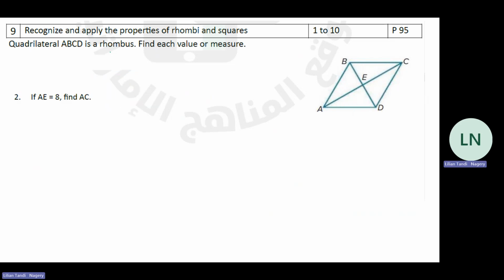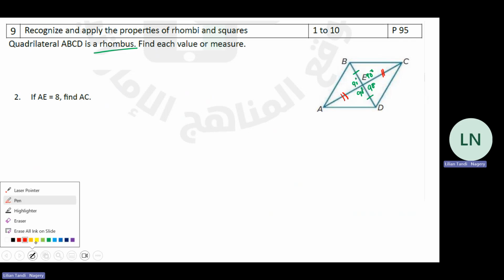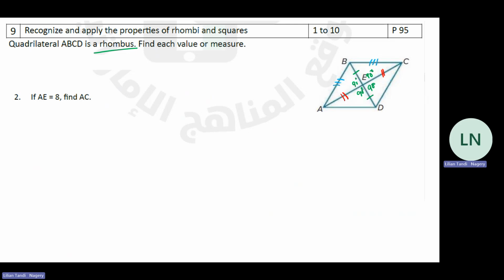Again, I see the word rhombus, I put my marks. 90 degrees, 90 degrees, 90 degrees, 90 degrees. This line BE is equal to ED, and AE is equal to EC, okay? And then I know that AB must be equal to BC, which is also equal to CD, which is equal to AD. Now, I will not deal with the angles because I'm dealing with a line.